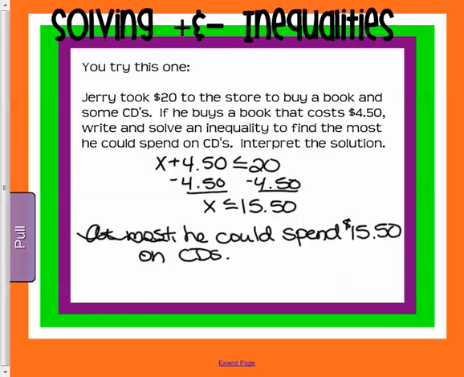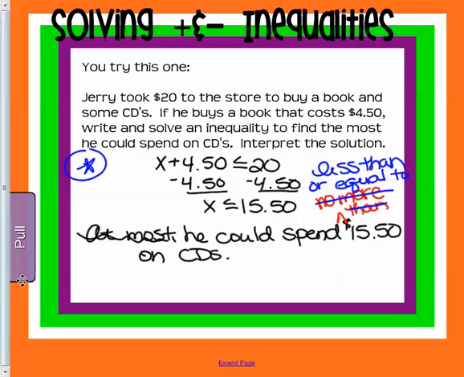You could also write, he could spend no more than $15.50 on CDs. Or you could even say he could spend less than or equal to $15.50 on CDs. Please make sure you have all 3 ways that I showed you.